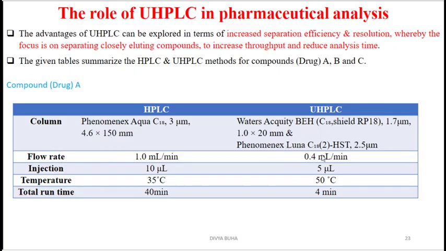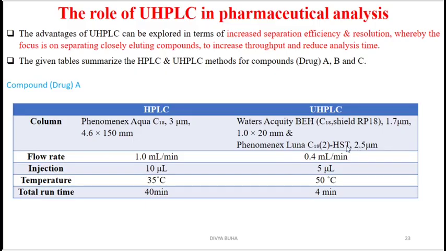Now for the same separation you can use another column, that is Phenomenex Luna. So over here the name of the company is Phenomenex. Luna is the series name, or you can say range name, of the column, right? So Phenomenex Aqua, Phenomenex Luna, similarly Phenomenex Synergy. So different series of columns, or you can say different ranges of columns, are being provided by the Phenomenex company.